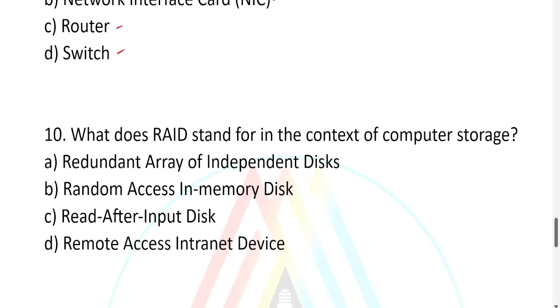Question number 10. What does RAID stand for in the context of computer storage? Option A, redundant array of independent disks. Option B, random access in memory disk. Option C, read after input disk. And option D, remote access intranet device. The correct answer is option A, redundant array of independent disks.